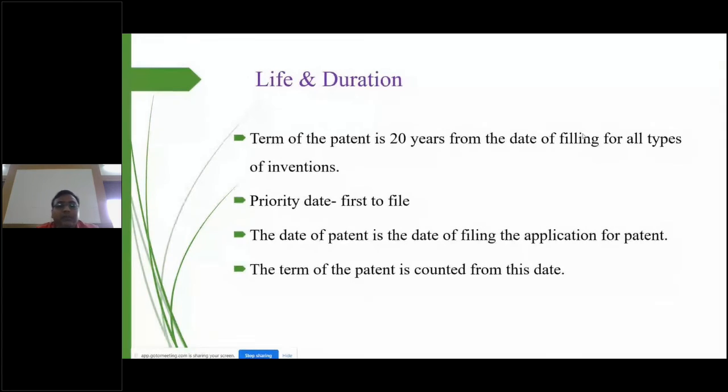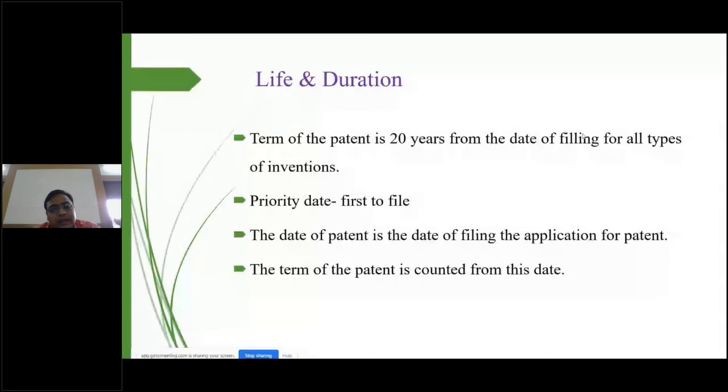The date of patent is the date of filing the application for the patent. Means the date of patent is the date of filing the application of patent. At whatever date you file the patent, they consider that as the date of patent. The term of patent is counted from this date. If we filed our dissection machine in 2017, and I got the patent in 2020 or 23, the term is counted from 2017. From 2017, I get 20 years of patent for my machine. If I get the patent after 7 years from 2017, the term is counted from 2017 only, not from 2024 or 2025.